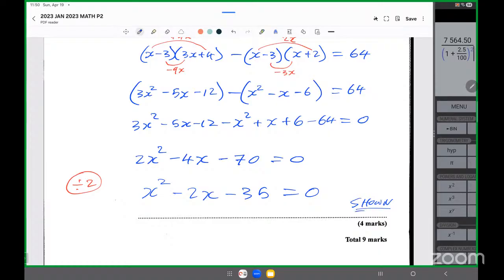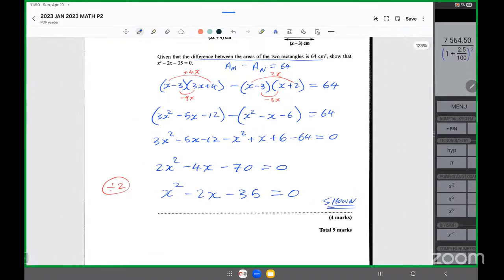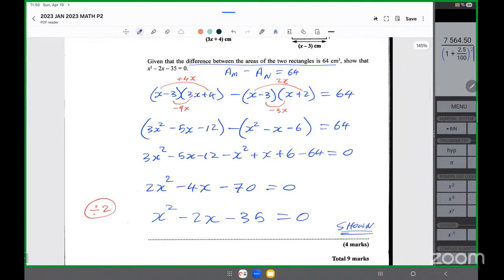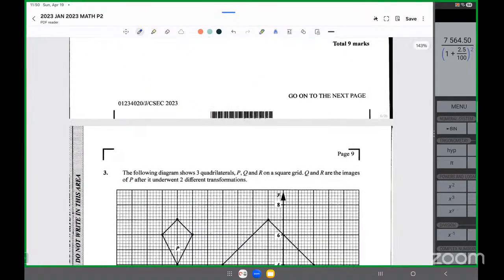So that is 4 marks to do that. They don't want you to solve it, just show it. They didn't ask you to solve it, so don't solve it. Just work it out, and that is it. All right? So that's just some algebra. Good. Next question. Come to this question.